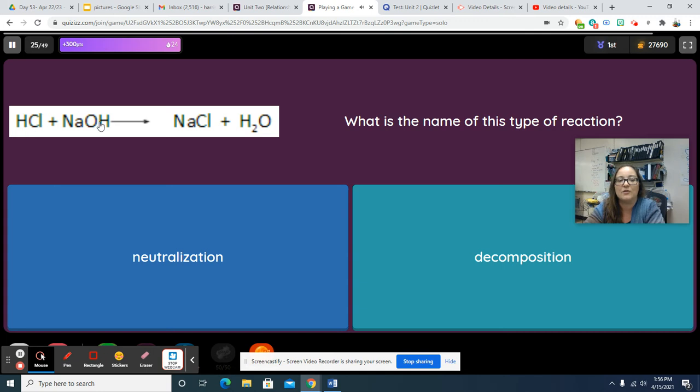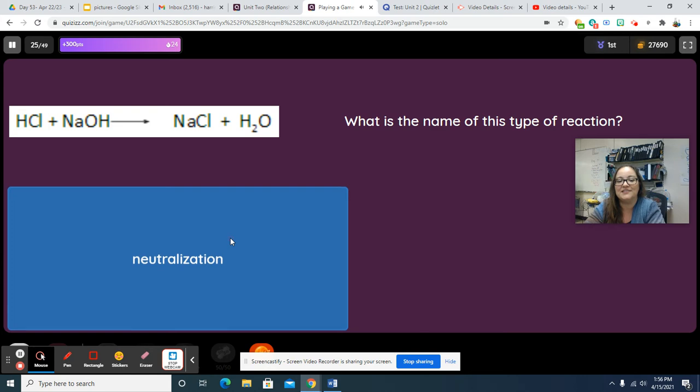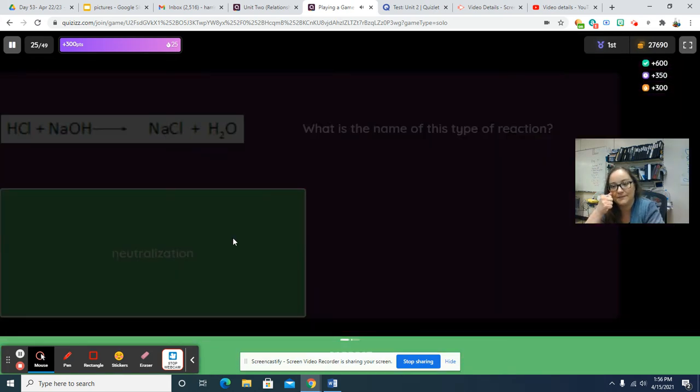What's the name of this type of reaction where we've got hydrochloric acid and sodium hydroxide, a really strong acid and a really strong base, and we end up with water and salt? Right, that's the neutralization reaction.